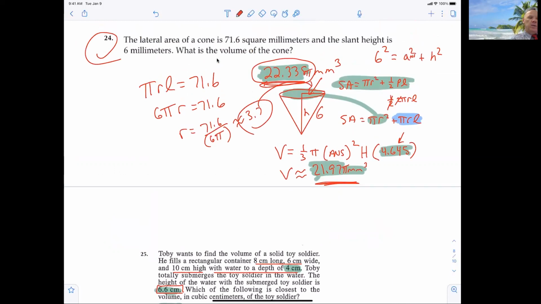Pi r L. They give you the lateral area. You don't have to find it. Does that make sense? We're using the lateral area to figure out what the radius is. You agree now? No questions? Why did you need to find the height? To find the volume. Okay. Yes, sir.